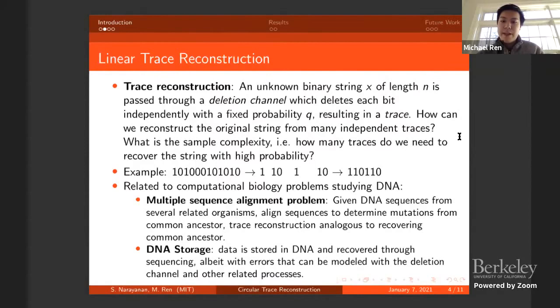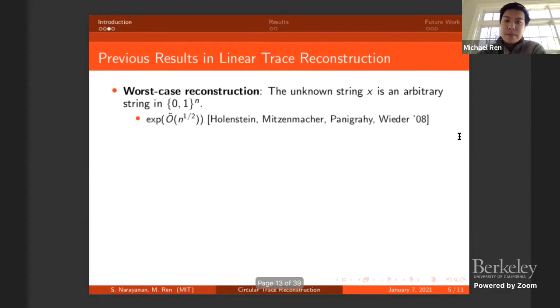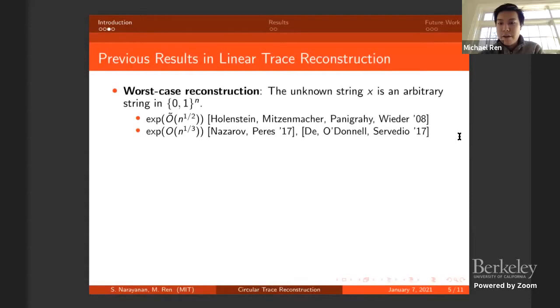For example, bits can be randomly deleted when we read it. So, some previous results in trace reconstruction for linear strings. There are a few different variants that people work on. In the worst case, we want to be able to reconstruct any arbitrary string X of length N with high probability. In this case, Holenstein et al. showed that this can be done in e to the root n traces, up to log factors in the exponent. This was improved simultaneously by Nazarov, Peres and De, O'Donnell, Servedio to e to the cube root of n. And very recently, Chase improved this to e to the fifth root of n, up to log factors.